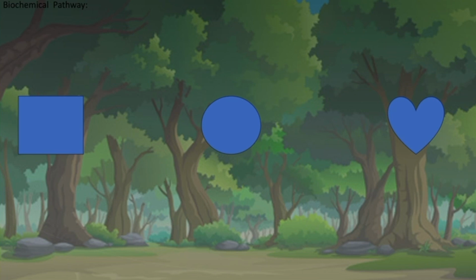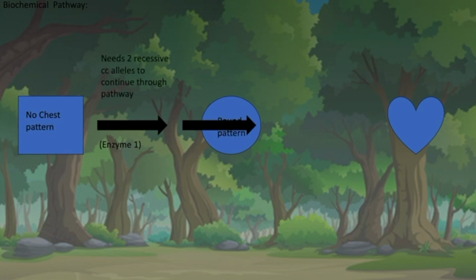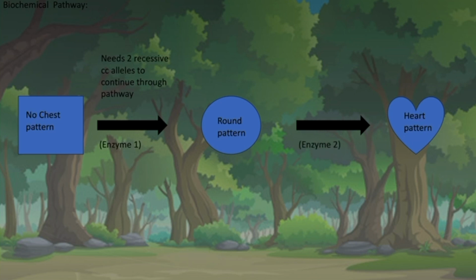From this, we can work out the biochemical pathway, which would first start off with no chest pattern combined with enzyme 1 and needing 2 recessive small c alleles to continue through the pathway and make the round chest pattern. And going further, we would need enzyme 2 with 1 dominant big S allele in order to get the heart pattern.